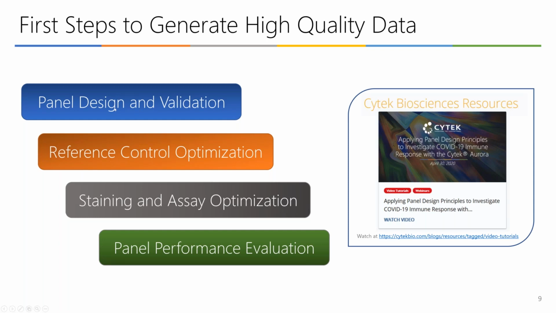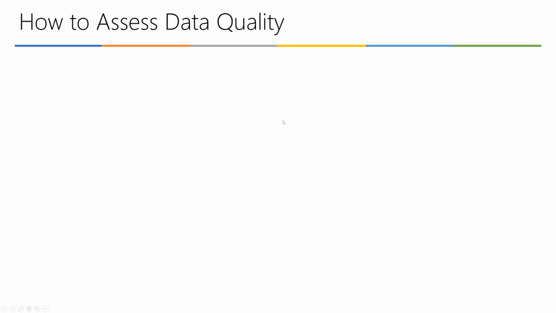We have multiple tools available to build your theoretical panel in a much more informed way. But remember that it's critical not only panel design, but that you validate the panel, that you optimize the controls you will use for unmixing, and also everything related to the assay, sample preparation, staining protocol, including things like antibody titration and buffer and washing conditions.